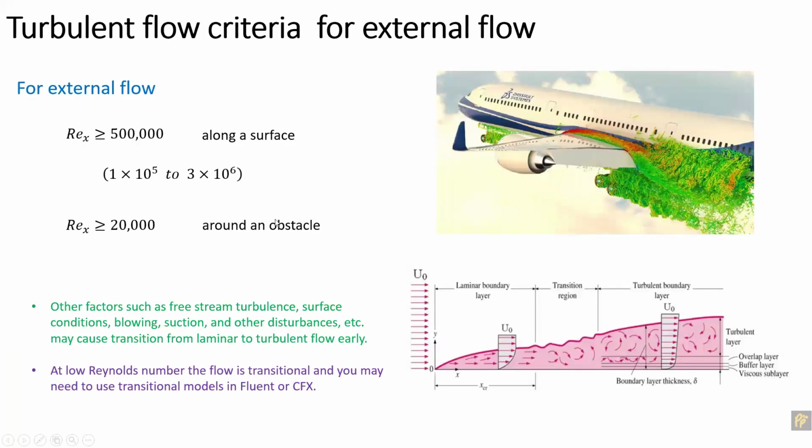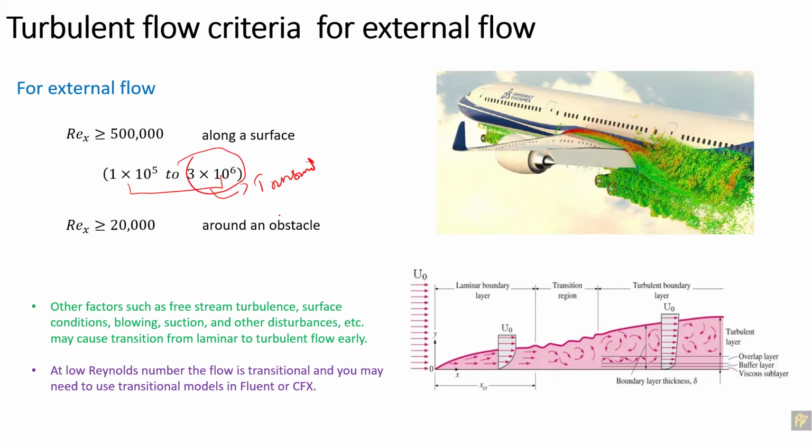For external flow, the definition of laminar and turbulent flow is slightly different based on Reynolds number. If we talk about a single number, it is about 0.5 million Reynolds number. The flow is laminar when the Reynolds number is less than 500,000, and turbulent when it is more than 500,000. But in actual practice, we have a range, like we have for internal flow. For this range the flow is transitional. Less than this value the flow is laminar, and greater than this value it is turbulent.